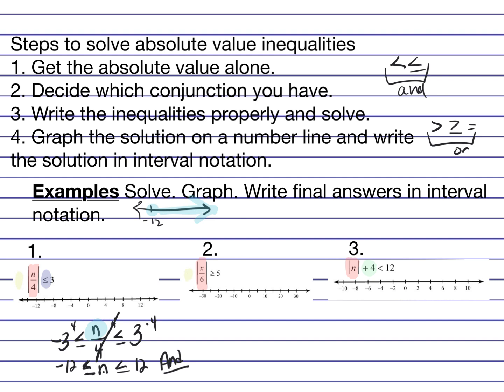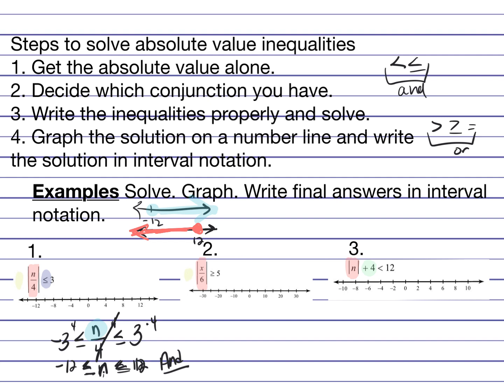Then I'm going to draw another number line. And I'm going to graph this part. N is less than or equal to 12. So I'm going to put positive 12. And I'm going to put a solid circle. And I'm going to shade to the left. Now, and is the intersection of the shading of those two.